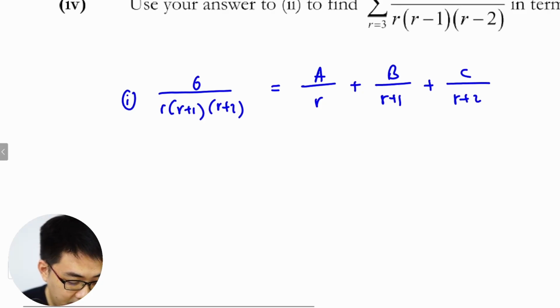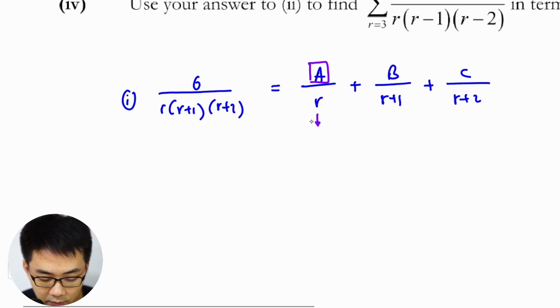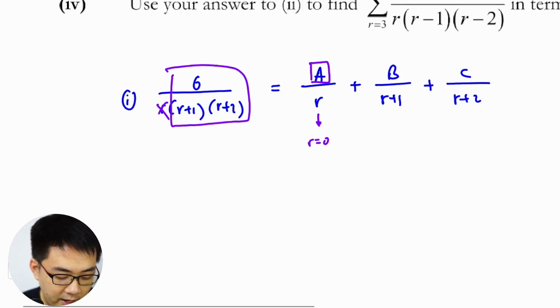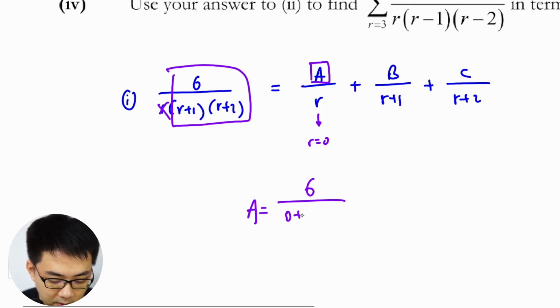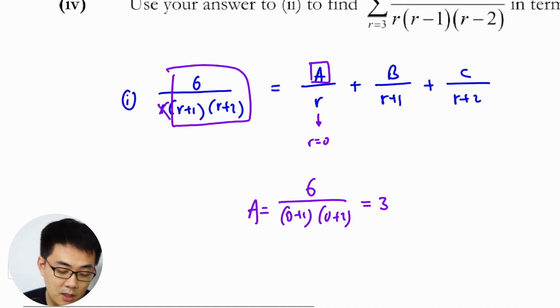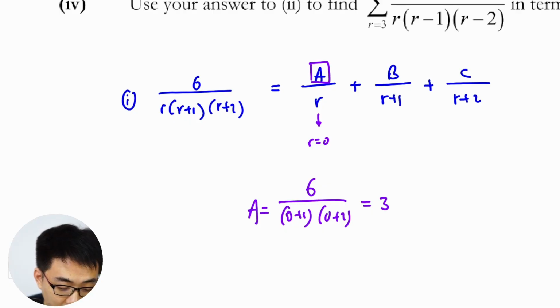So the cover up method is this. If you want to find A, the root of A will be R equals to 0. So you sub R equals to 0 into everything except for the R here. So A is equals to 6 over 0 plus 1, 0 plus 2. Then this will be 6 divided by 2, which is 3.